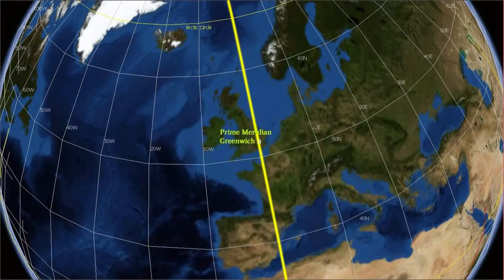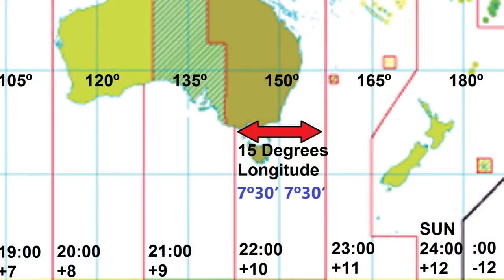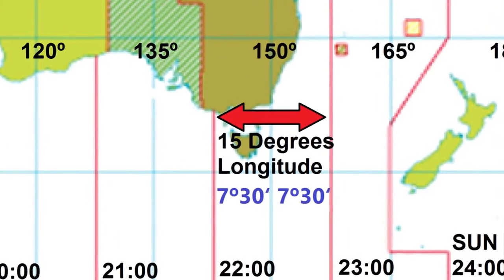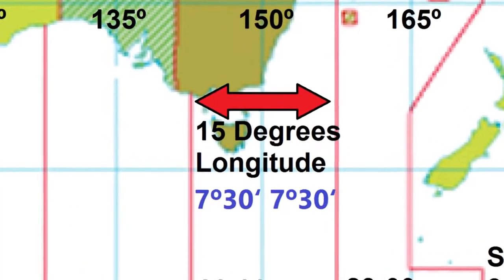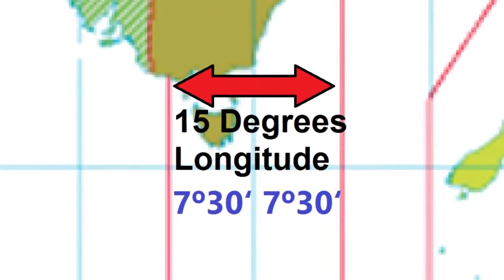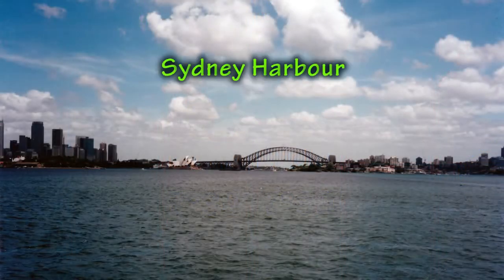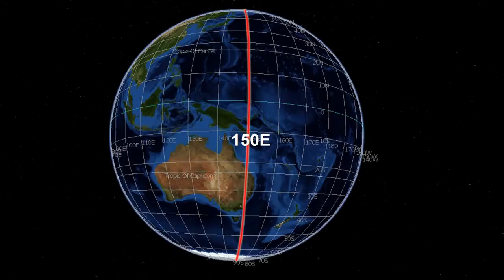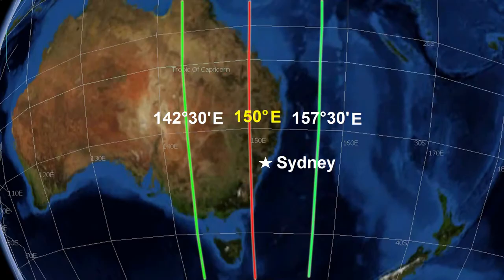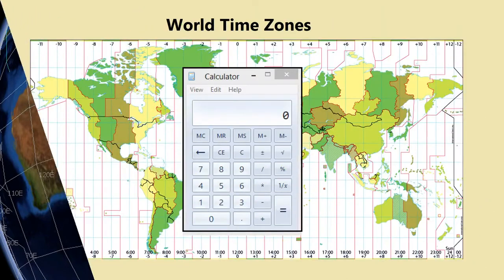Time zones are counted from the prime meridian, which is 0 degrees longitude. Each time zone is counted at 15-degree intervals and extends 7.5 degrees either side of a central meridian. For example, Sydney, Australia, lies in the 150 degrees east central meridian, and the time zone includes all locations between 142.5 degrees east and 157.5 degrees east.